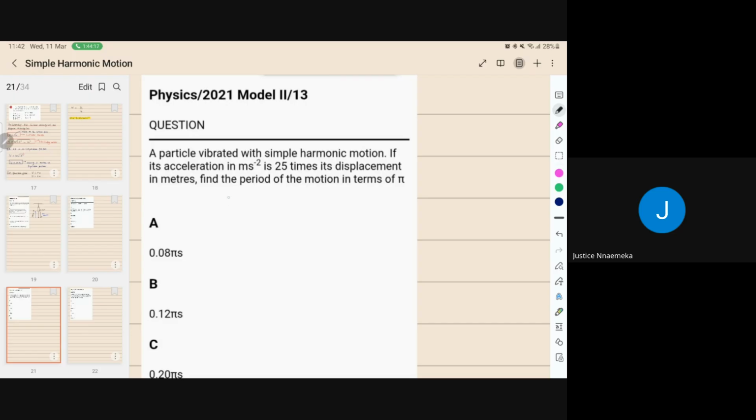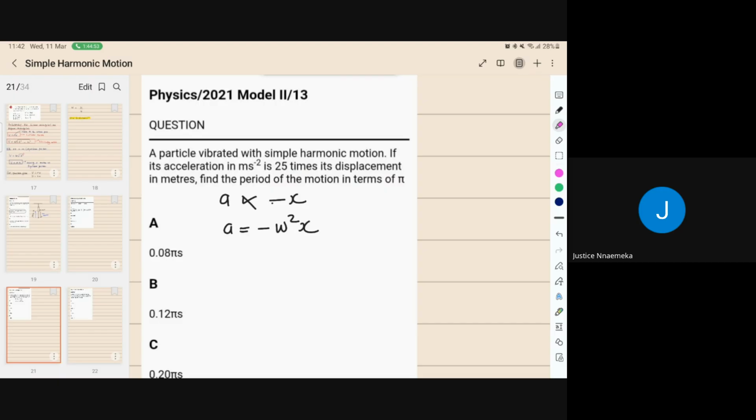Remember that your acceleration a is directly proportional to your displacement. And from the formula, we said that a is equal to minus omega squared x. How many of you can still remember that formula? Good. And then they said that for the particle with simple harmonic motion, the acceleration is 25 times the displacement. Are you seeing what they said here?